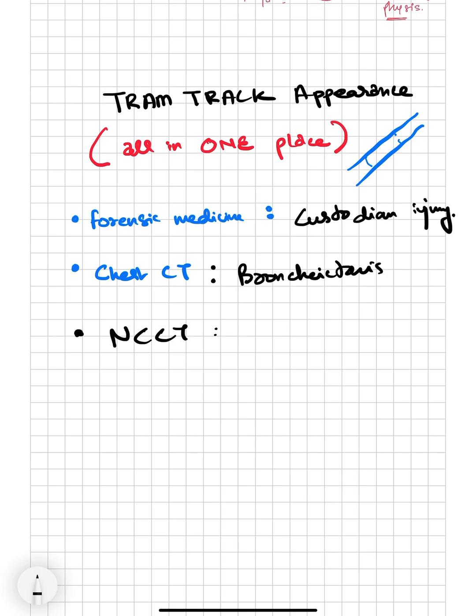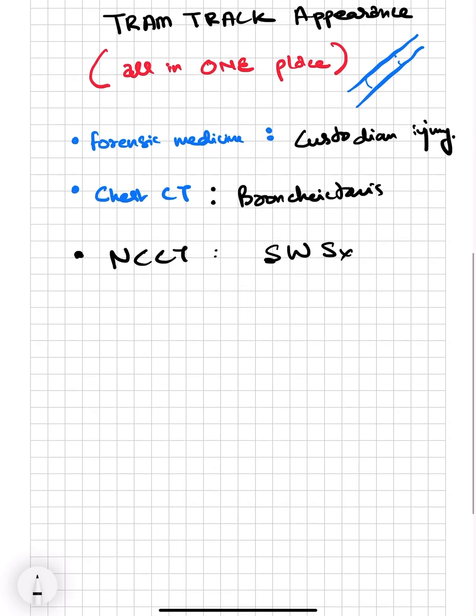So moving on to the next, what if you see tram track appearance on an NCCT? The answer would be Sturge-Weber syndrome. Okay.